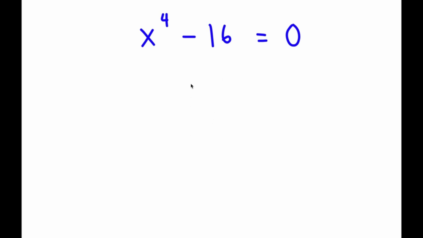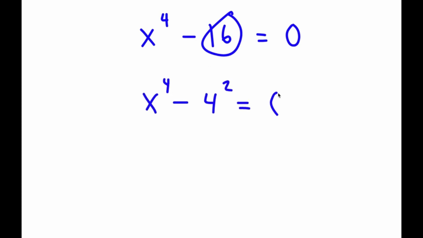Alright, so in this problem, I have x to the power 4 minus 16 is equal to 0. To solve this problem, I'm going to first rewrite 16 here as 4 to the power of 2. So now I have x to the power 4 minus 4 to the power of 2 is equal to 0. Now, x to the power 4, that's the same thing as x to the power of 2 times 2.